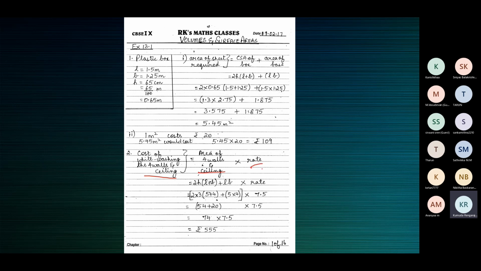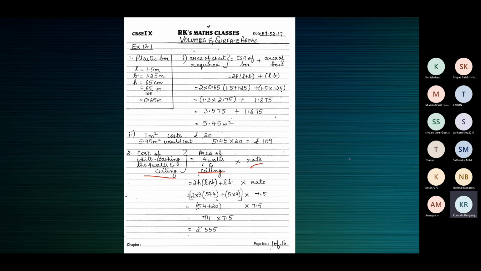I'm sure it's easy to understand. Area into rate, because 1 meter square is 7 rupees 50 paise. So if the area of the 4 walls and the ceiling of the room is 100 meters square, then you'll have to spend 100 into 7.5. So the area to be whitewashed into the rate will give you the cost.